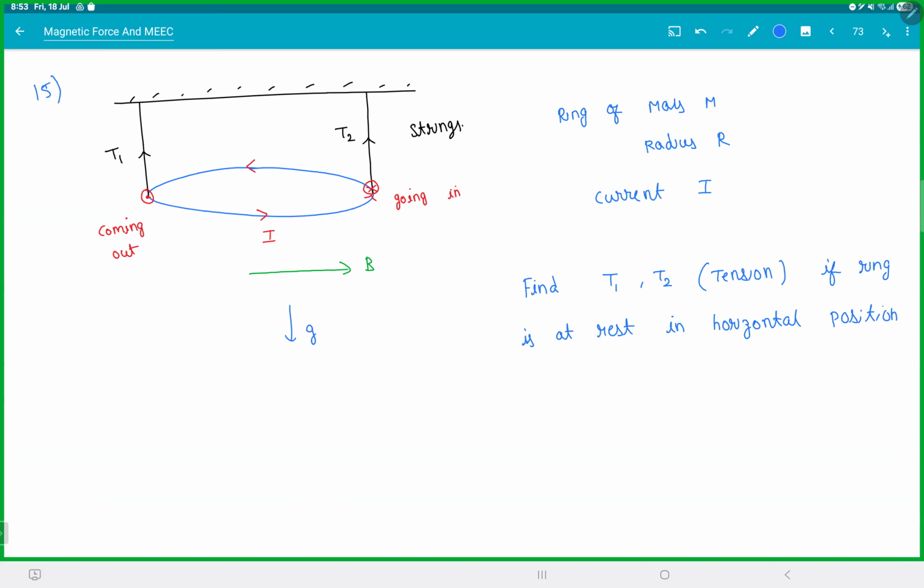Let's see how you do this thing. This was a PYQ, but that was a more easy question. They asked which one is greater: T1 is greater than T2, T2 greater than T1, T1 equal to T2, something like that. So we will try to find the values.